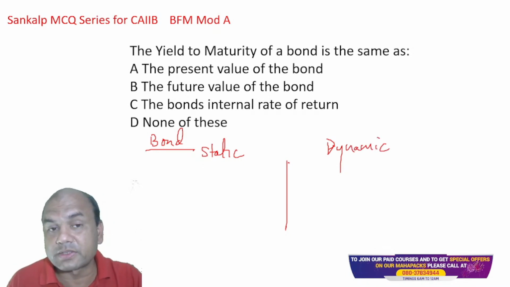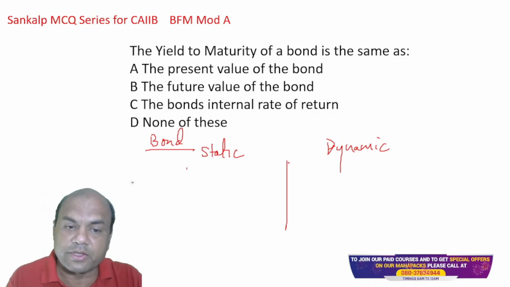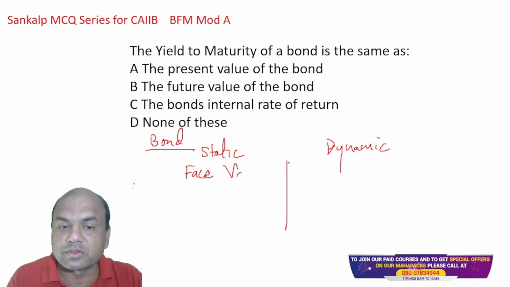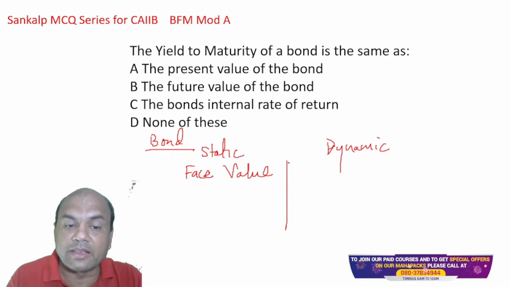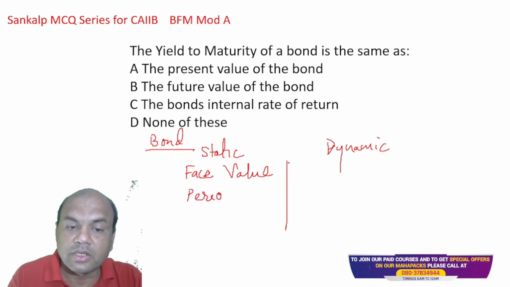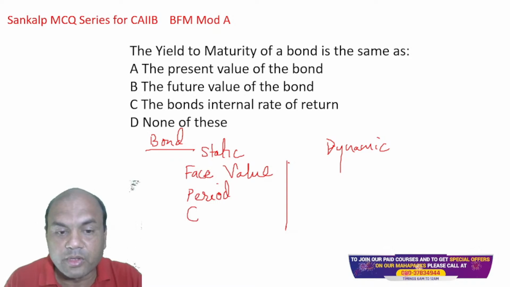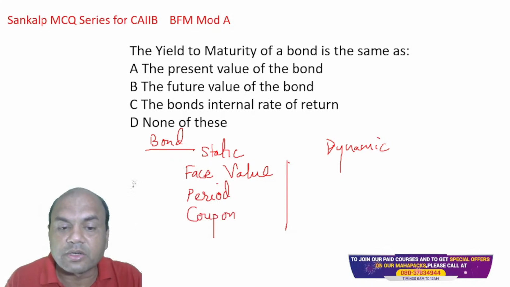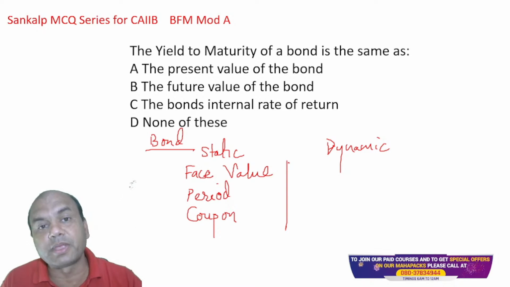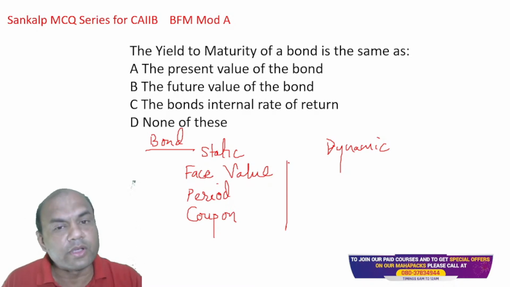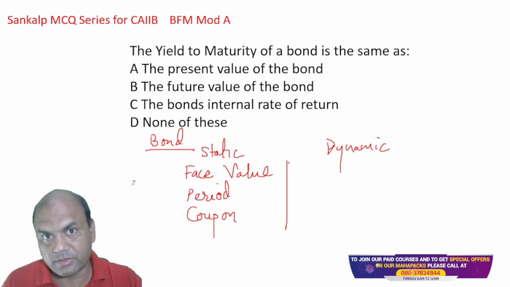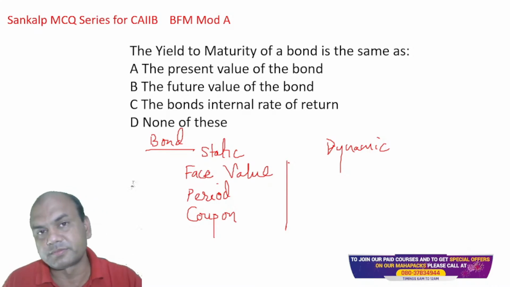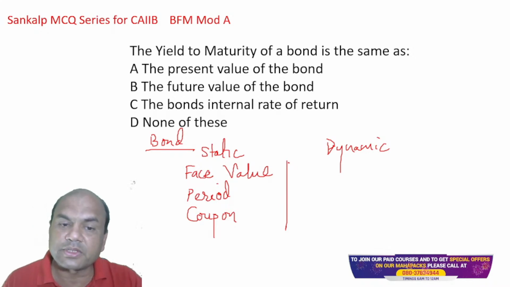Now which ones are the static ones? Remember this: face value, or it is also called par value. Some books call this par value. Then second is period, N. And third one is coupon. What is coupon? Coupon is a fixed interest which I will be paying on that bond. If you compare this with an FD, then the rate of interest which your bank gives is known as coupon. So these 3 are static.